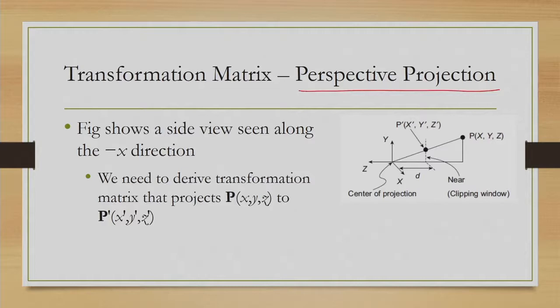So, this is more complex than parallel projection. In parallel projection, we simply dropped the or changed the z coordinate, but here we require to change all the coordinates because the projectors meet at a point. Now, to derive those changes, let us try to understand the projection with this figure.